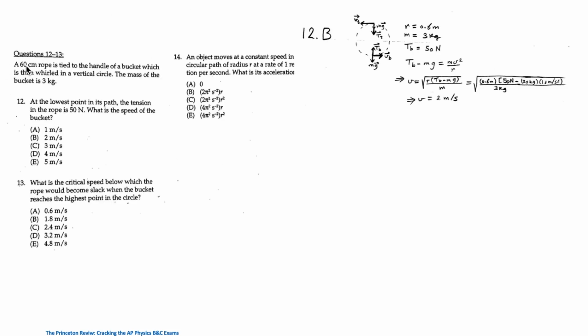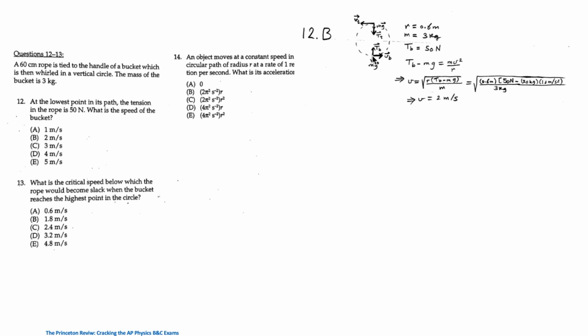So the answer is E, none of the above. So for question 12, a 60 centimeter rope is tied to the handle of a bucket, which is then whirled in a vertical circle, okay? The mass of the bucket is 3 kilograms. At the lowest point in its path, the tension in the rope is 50 newtons. What is the speed of the bucket at this lowest point?